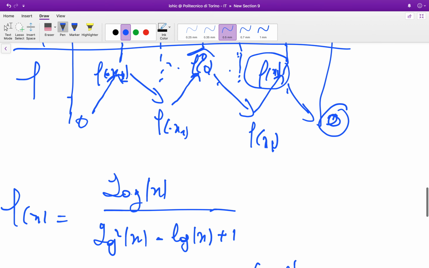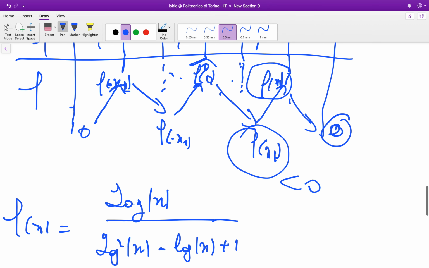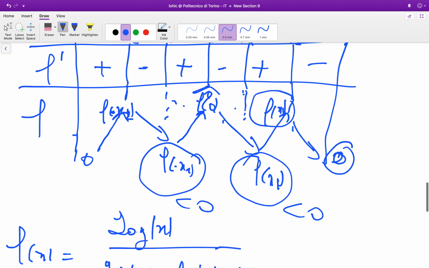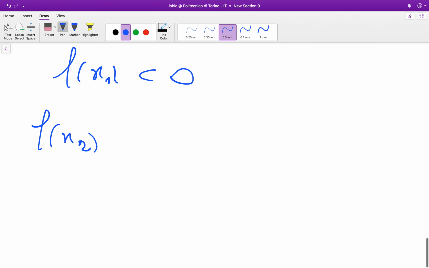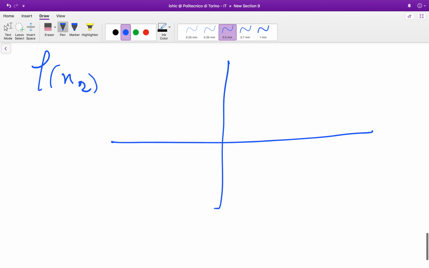So you see that this one here is negative, smaller than 0, and it is the same as this one because the function is even, right? f of x1 will be the same as f of minus x1. So to draw the graph, you basically have your 0, you have x1, you have x2, you have minus x1 and minus x2. Is that clear?